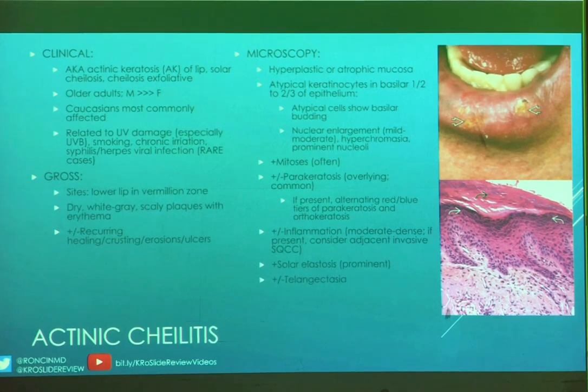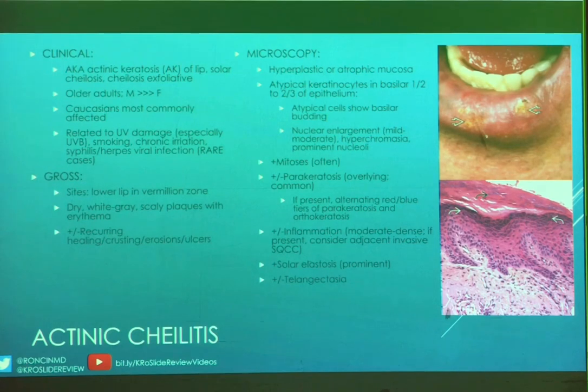Okay, on microscopy, they'll either be hyperplastic or atrophic, just to keep things interesting. You'll have atypical keratinocytes, again, in your lower half to lower two-thirds of the epithelium. Again, we have the basilar budding, the nuclear enlargement, hyperchromasia, prominent... am I telling you anything different at this point? No, I'm not. It's literally the exact same thing.